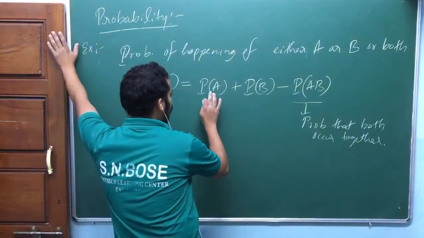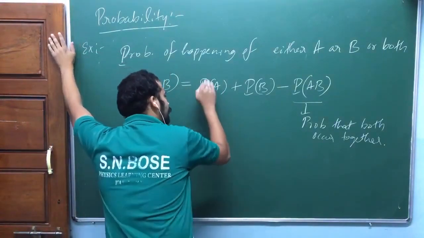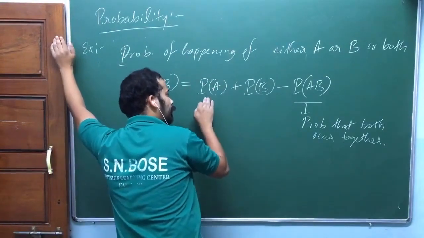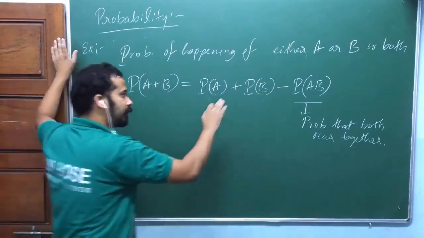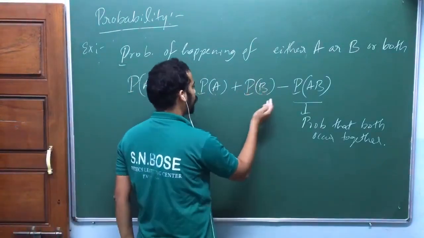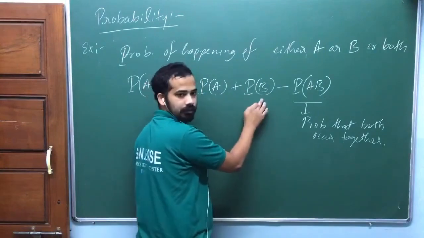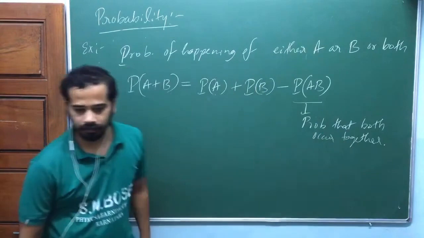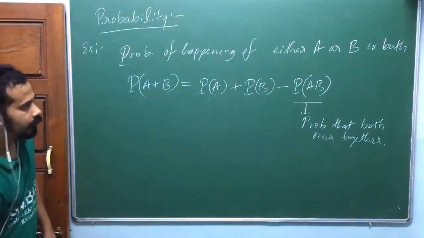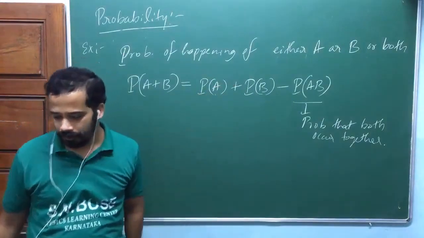Now look at here. In the probability of occurrence of A, you are concentrating only on A. In this probability, the probability of occurrence of both A and B came actually. In this probability also both A and B came actually. That's why that probability is counted twice. That's why you have to subtract 1 probability that both occur together. Is that okay? This is the probability of happening of either A or B or both.